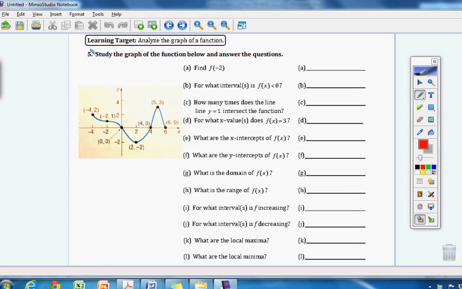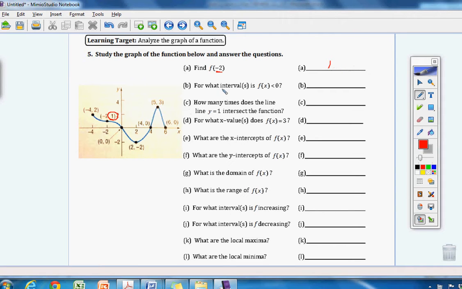We're going to look at number 5, where we want to make sure you understand how to analyze the graph of a function. So find f of negative 2. This is telling me that x is actually negative 2. So on the x-axis, I'm going to locate negative 2, and what I want as my answer is my y value, which is 1.